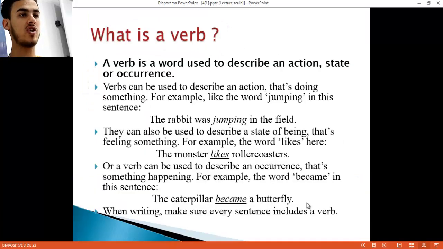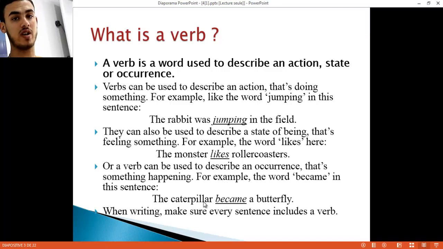what is a verb. A verb is a word that can describe a state of being, an action or an occurrence. Here we have 3 examples. The rabbit was jumping in the field. In the first example, we are describing an action, that is the rabbit jumping. In the second example, the monster likes roller coasters. We are expressing here a state of being. Third, the caterpillar became a butterfly. Here the verb describes an occurrence, which means something happens.